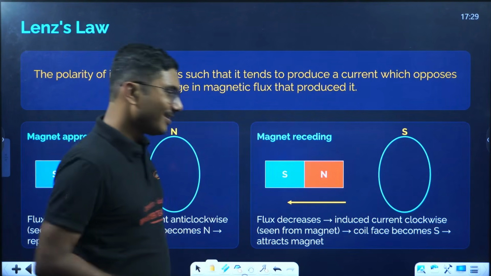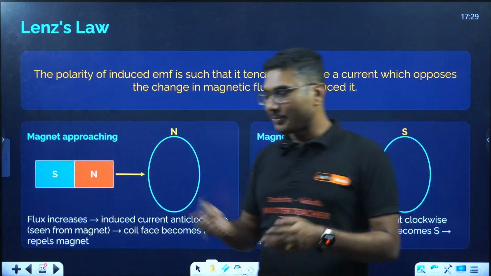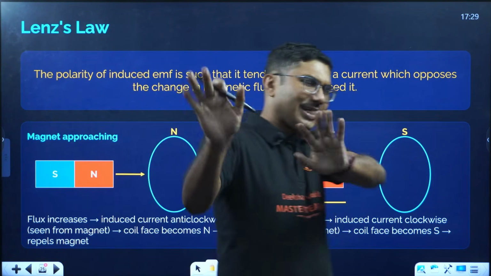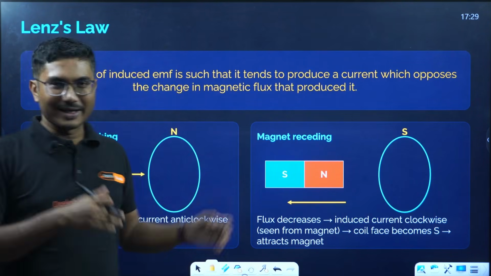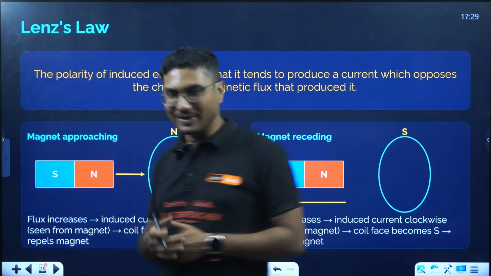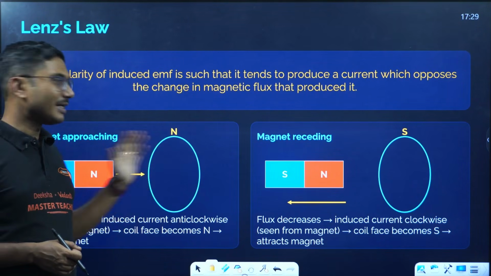So it is like when you were a kid. Your parents come towards you and say, hey, study, study. No, no, no, I will not study. When they say, hey, don't go play, no, no, I will go play. So whatever they are saying, you are doing the opposite. The same thing is happening here as well. So when you are bringing the north pole, there will be a north pole created which will repel it.